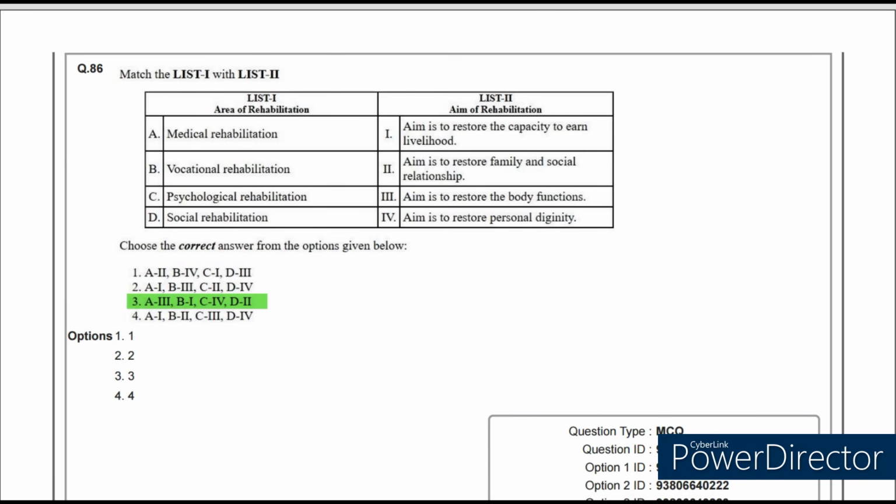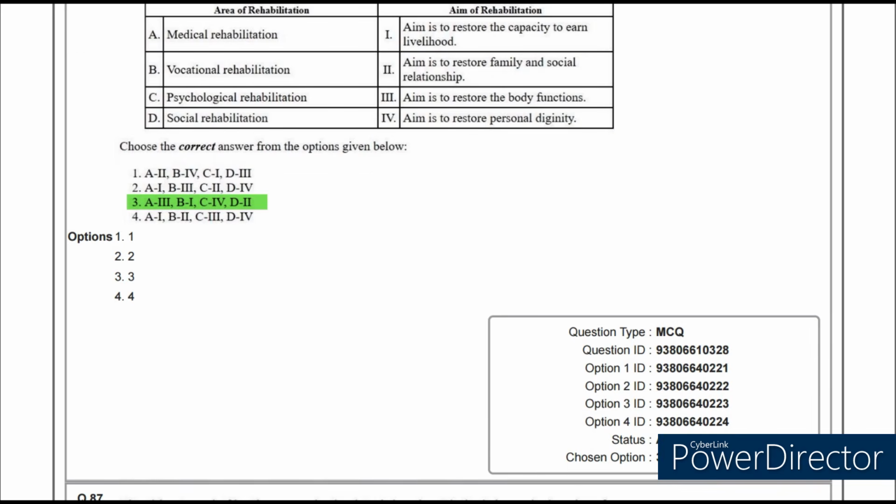And now coming to question number 86, which is a direct match the following question. You just need to check only one option, that is option D, social rehabilitation. So it is nothing but aim to restore family and social relationship. So there is only one option with D as 2. So the correct option should be option 3. So this is how you can save some time in the exam.